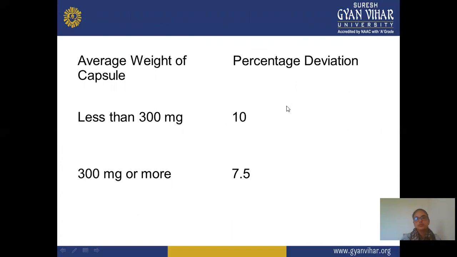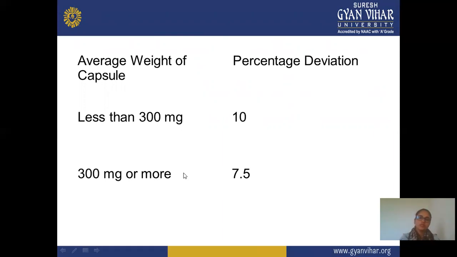This is a percentage deviation according to the average weight of the capsule. If less than 300 mg, then 10% deviation is considered. If 300 mg or more, then 7.5% deviation is considered. If this limit is exceeded, then your batch is not of good quality.